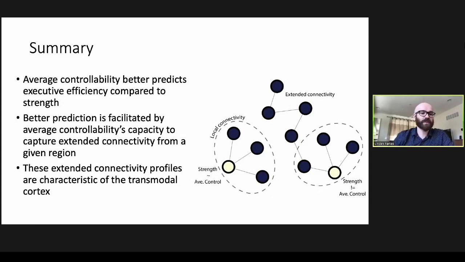Okay, to sum up, average controllability better predicts executive efficiency compared to strength. This better prediction appears to be facilitated by average control's capacity to capture the extended long distance connectivity of a region's connectivity profile. These extended connectivity profiles appear to be characterized by the transmodal cortex.